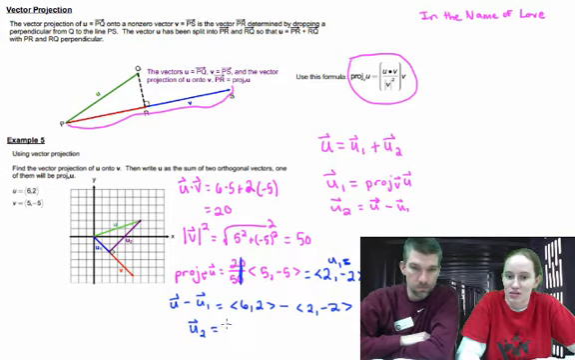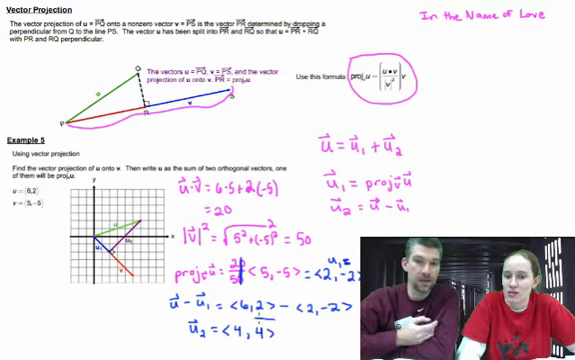So 6 minus 2 is 4. Right. 2 minus negative 2 is 4. Yeah, that's it. That's the right answer.